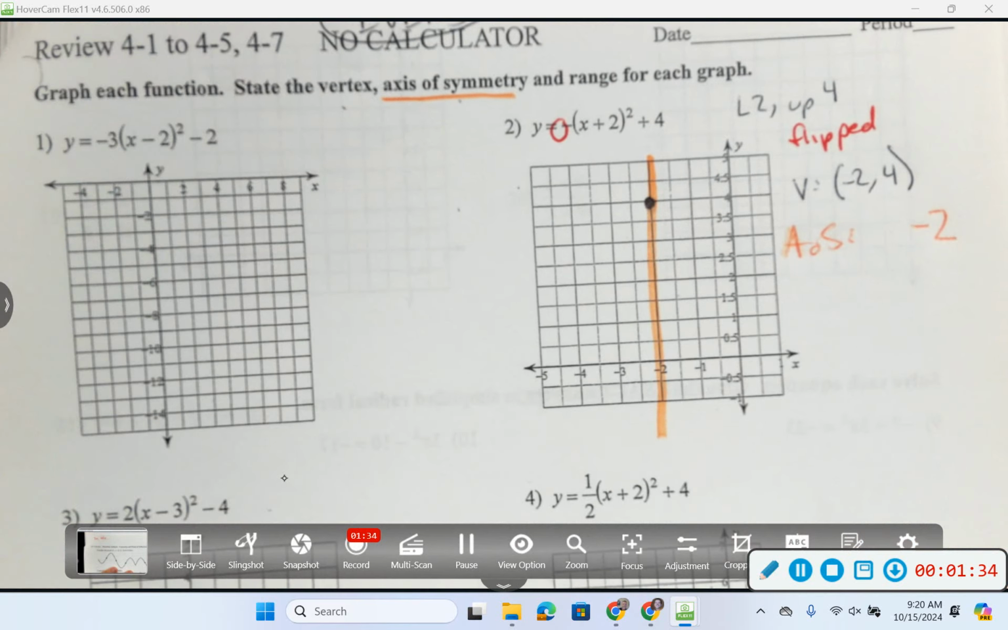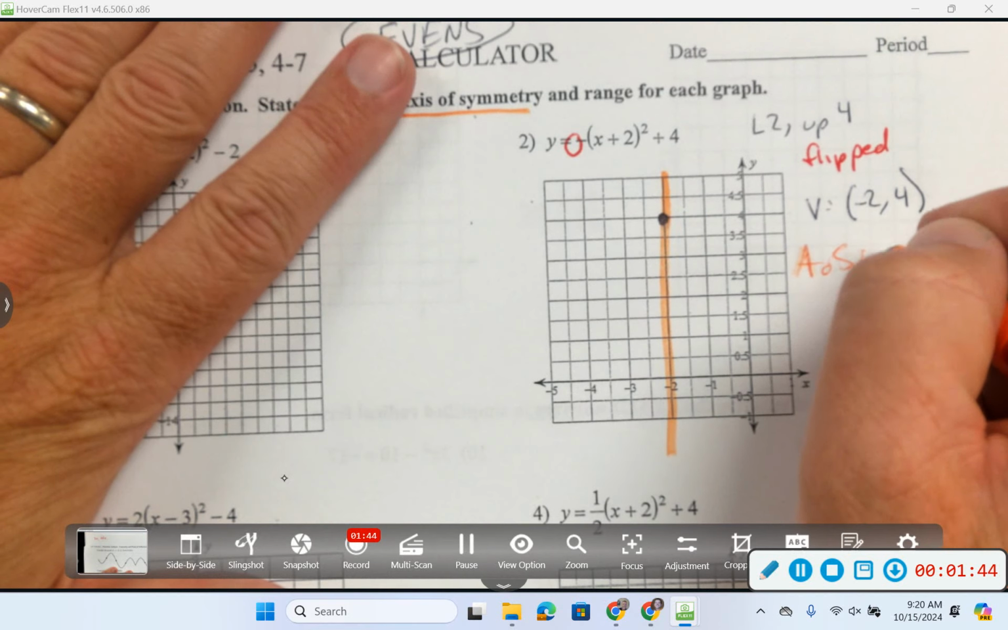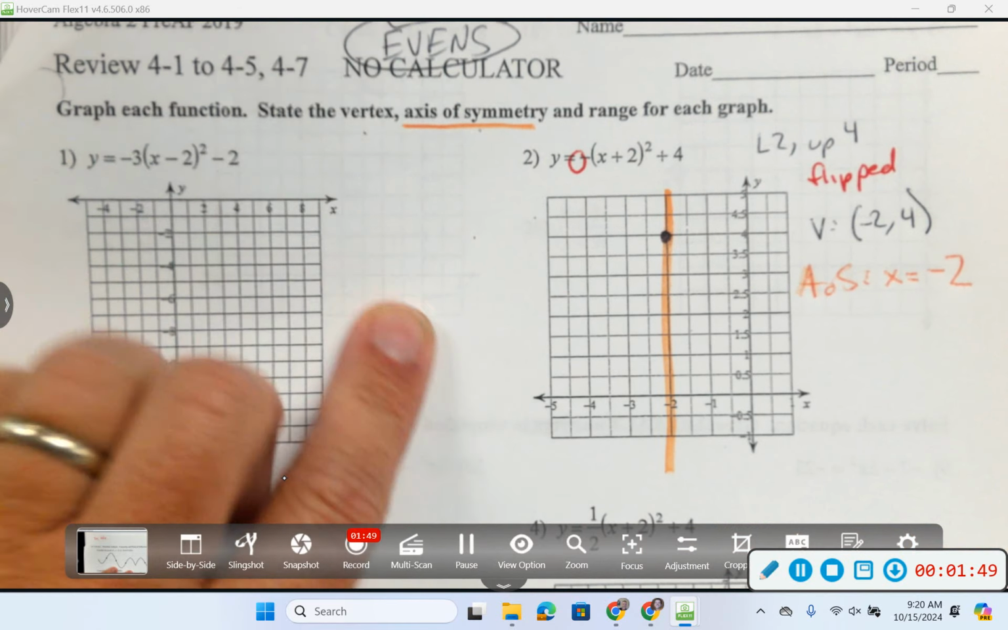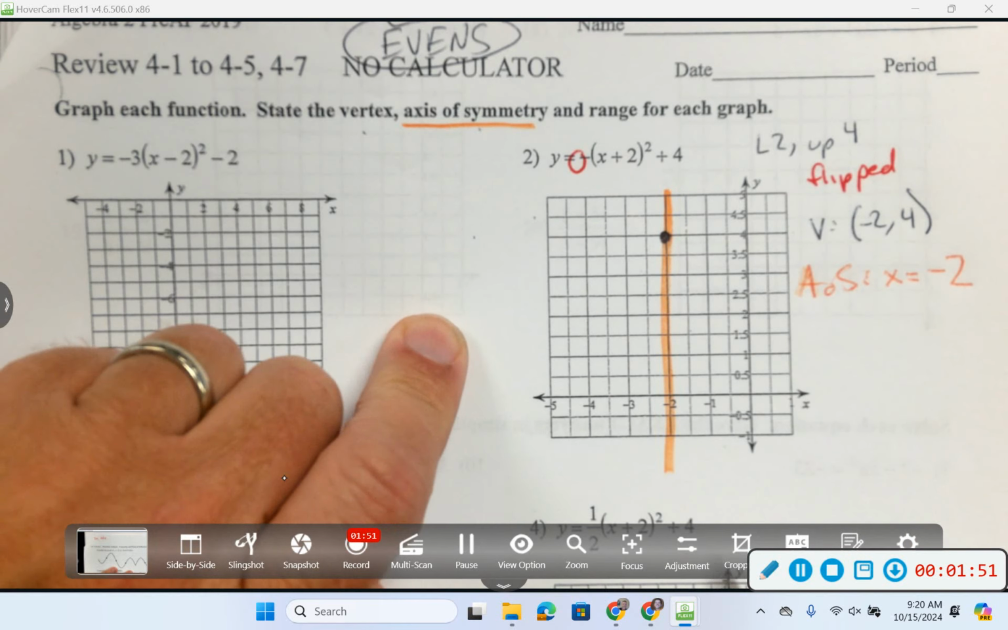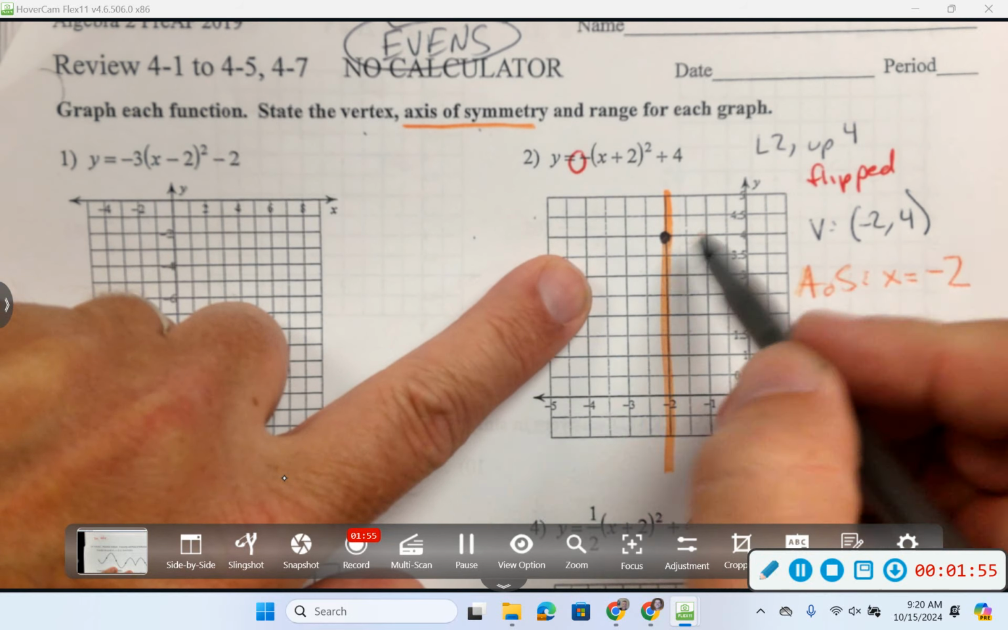I'm going to take points off if you tell me the axis of symmetry is -2. What do I need to say is the axis of symmetry? X equals -2. -2 is just a number. X equals -2. That's a line that is also my axis of symmetry. Okay, vertex, axis of symmetry, range. I guess I could do range because I know it's going down.